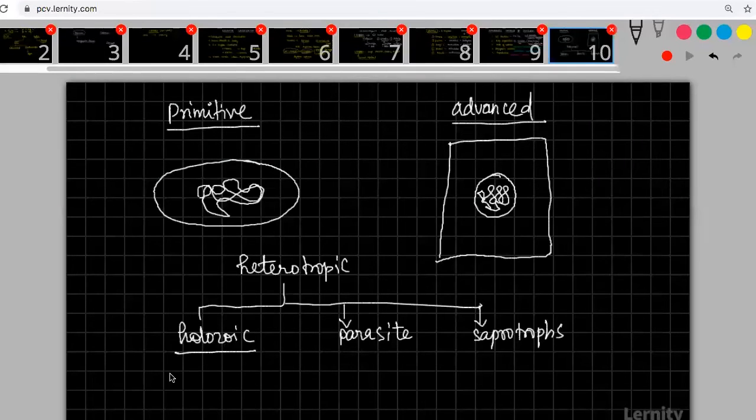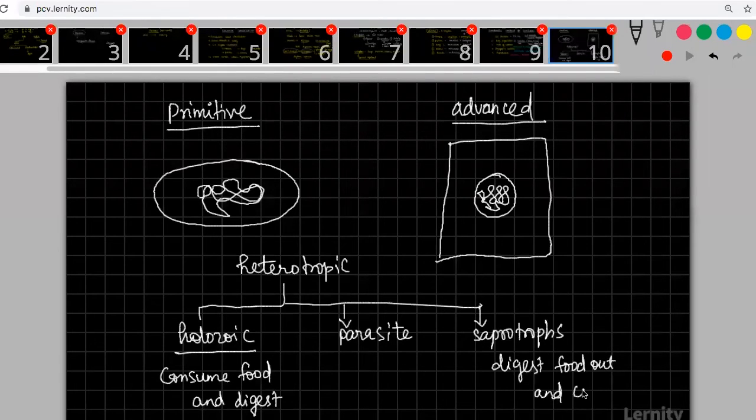So holozoic will consume food inside and digest. Saprotrophs will digest food outside and consume. Okay, parasites will live with the host and derive food from it without killing it.